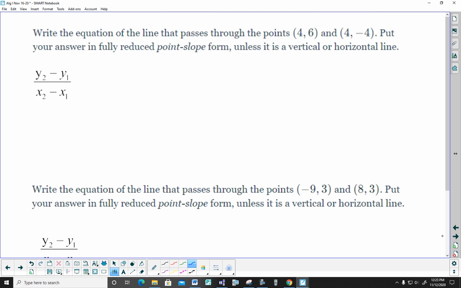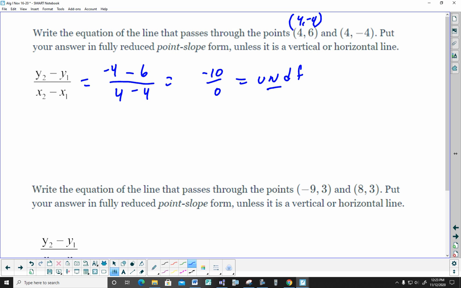Okay. Let's try this one. Fill those in. How about 4, -4? The y's go on top. The x's go on bottom. So you have -10/0. So that's an undefined slope. And what you should recognize when you see undefined slope is that's a vertical line.